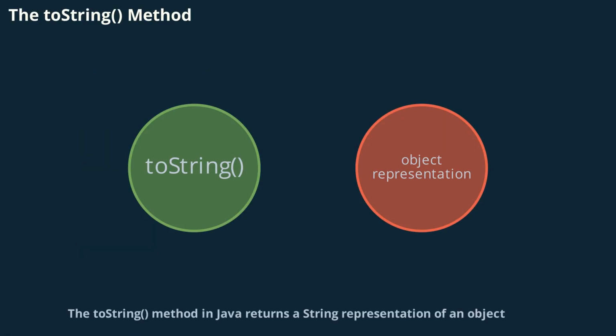The toString method in Java returns a string representation of an object. For the String class, toString simply returns the string itself. However, overriding toString in your own classes can make debugging and logging much easier by providing meaningful output when objects are printed.